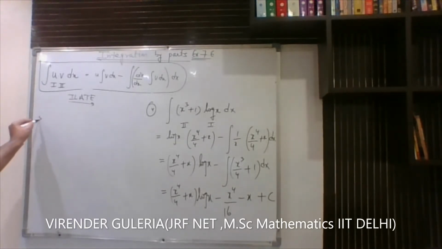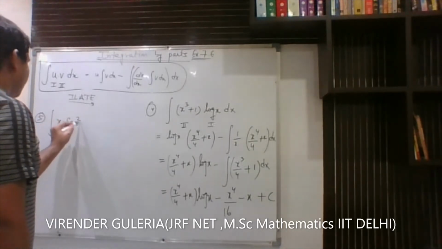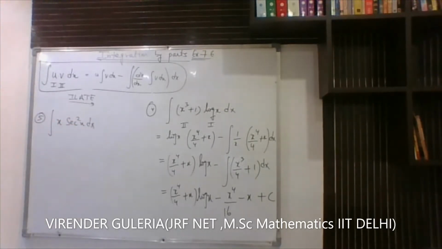Okay, next number 5. Suppose I want to integrate x sec square x dx. Here again, I can see that we have a combination of algebraic and trigonometric. Algebraic comes first, so this is the first function and the trigonometric will be treated as the second function. Now let us apply integration by parts.